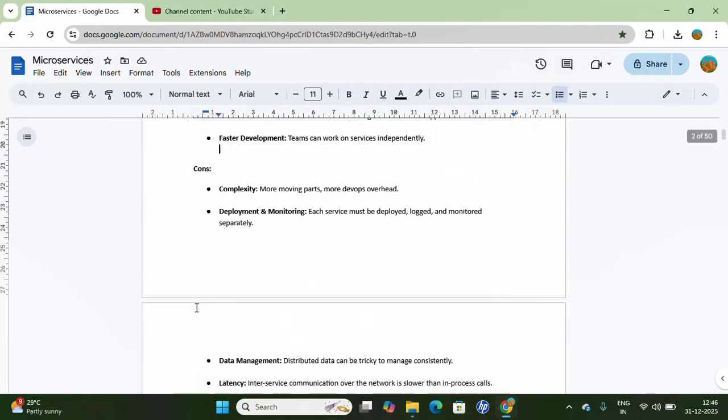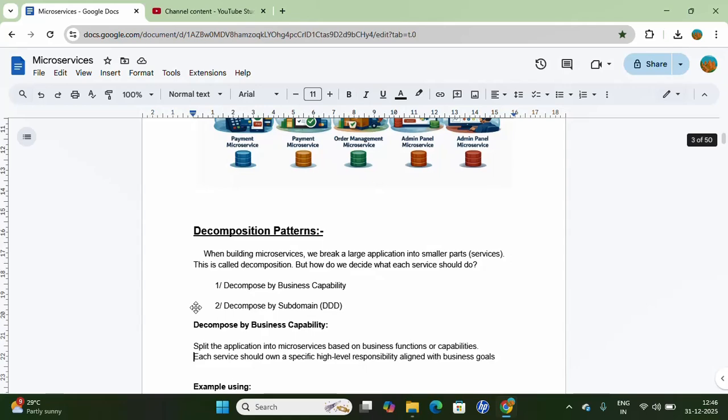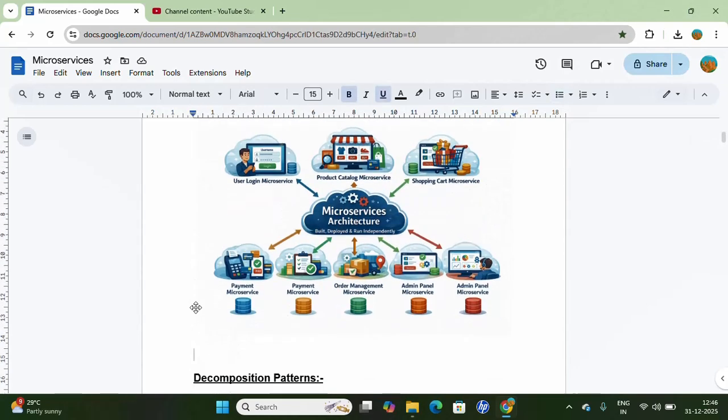Coming to the pros of this microservice architecture: scalability. You scale only the service that is needed. In the monolithic, if you want to scale, you definitely need to scale the entire application. But in the case of microservices, you don't need to scale the entire application. You know where the traffic will flow heavily, and only that part you can scale. Let's take an example in this diagram. We have multiple services, and multiple users are logging into my system. The traffic increases, which means I can increase only the login microservice.